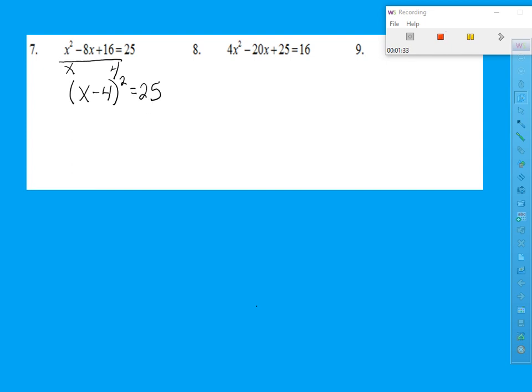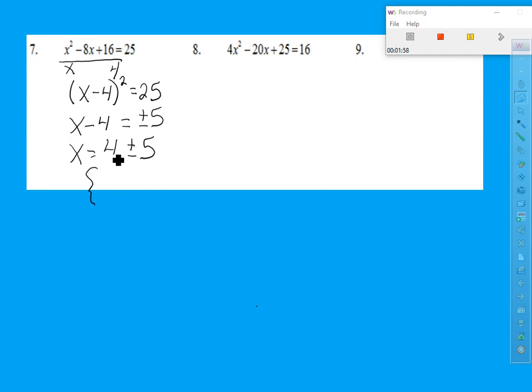Now here's where the square root property gets its name. I'm going to square root both sides. On the left-hand side, I'm going to get x minus 4. On the right-hand side, I'm going to get positive or negative the square root of 25, which is 5. Then remember, I'm going to add 4 to both sides, so I have 4 plus or minus 5. And then we go get our 2 answers.